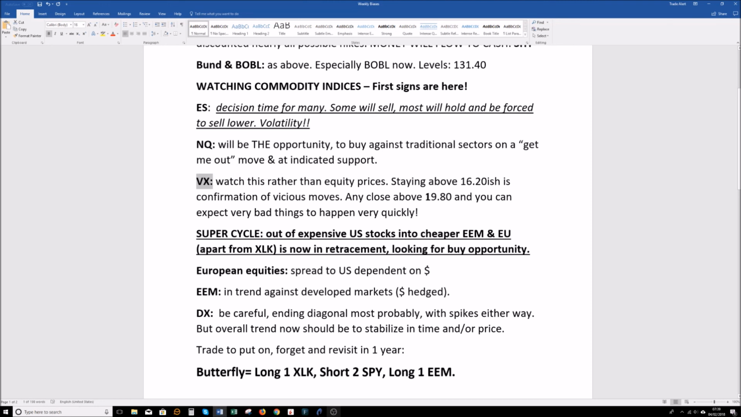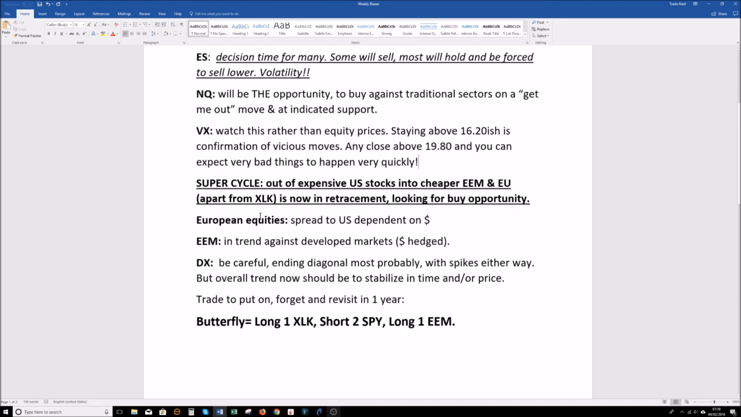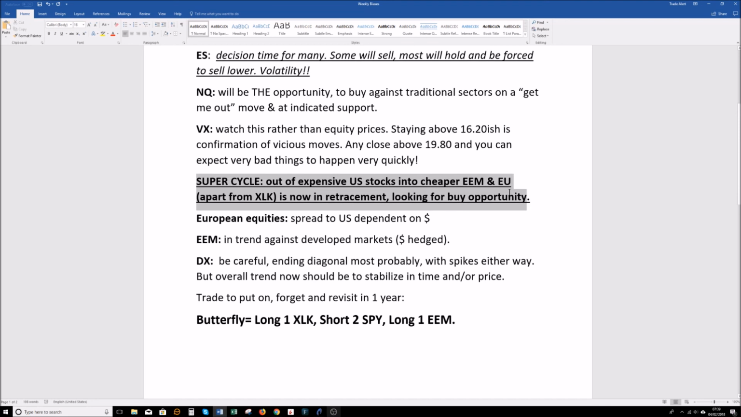Any close above 1980, do not be short of volatility by any stretch of the imagination. Very bad things will happen very quickly if we ever close above 1980. We still like the super cycle. This is probably going to be the opportunity to get in.